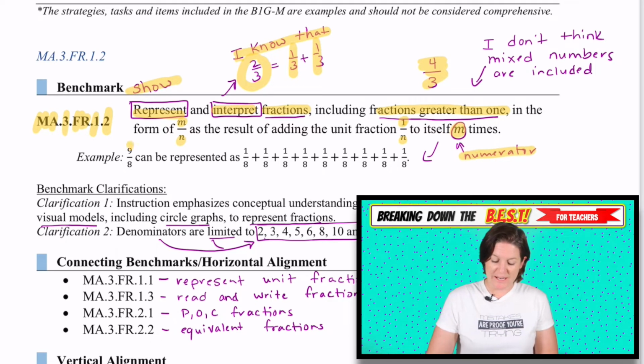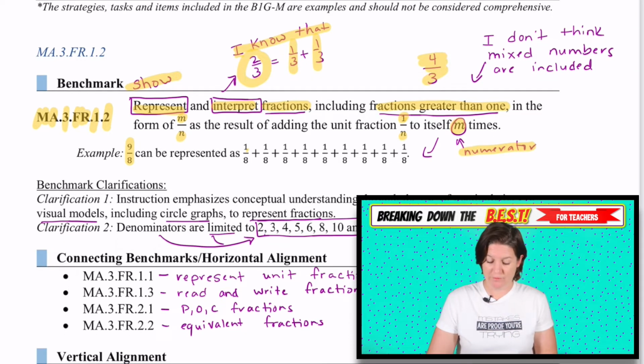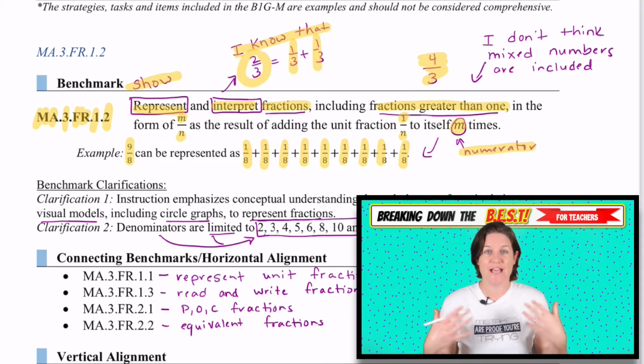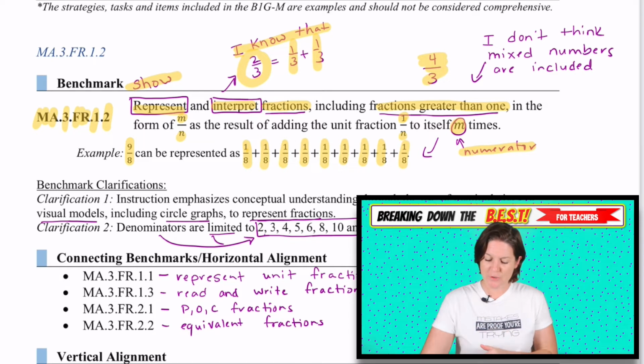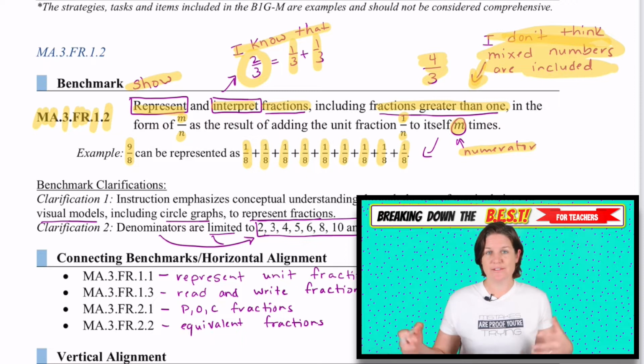For instance, if we had 9/8, that is a fraction that's greater than 1, and it can be represented as the sum of unit fractions. That would be 1/8 plus 1/8 plus 1/8 plus 1/8 plus 1/8 plus 1/8 plus 1/8 plus 1/8 plus 1/8. That would be 9 times because we have 9/8, adding 1/8 9 times. Notice up here that I put a little note that I don't think that mixed numbers are included, but if you see anything on this for this particular standard, send it my way because I would love to update that.